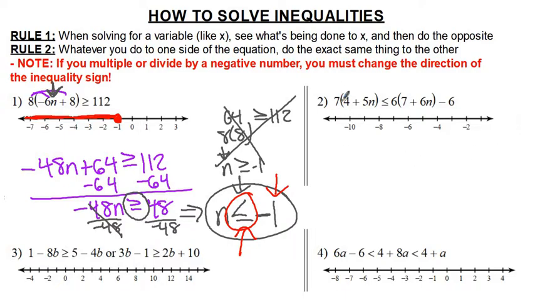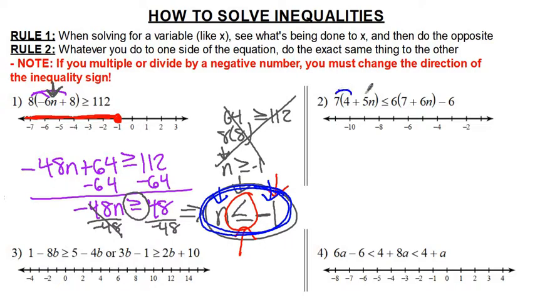Alright, let's try number 2. So number 2, we have variables on both sides this time. So what we need to do after distributing is we need to get all the variables on one side and all the numbers on the other. And you can see in this problem that we just solved right here, variable on one side, number on the other. So that's the ultimate goal.